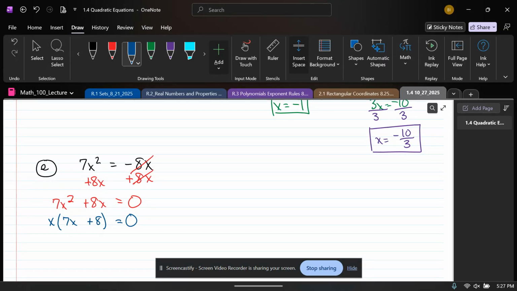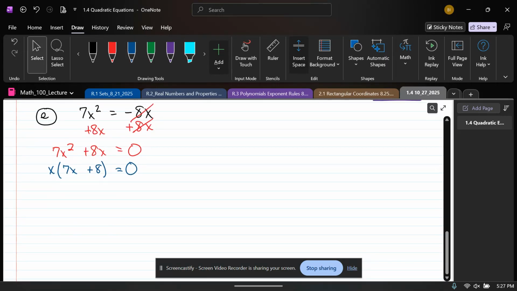I didn't have to do the X method here because I didn't have 3 terms. So that's the difference here. Now I've still got 2 factors. I've got the X that's a factor, and then I've got this 7x plus 8 that's a factor. So I'm going to take each of those factors and set them equal to 0.